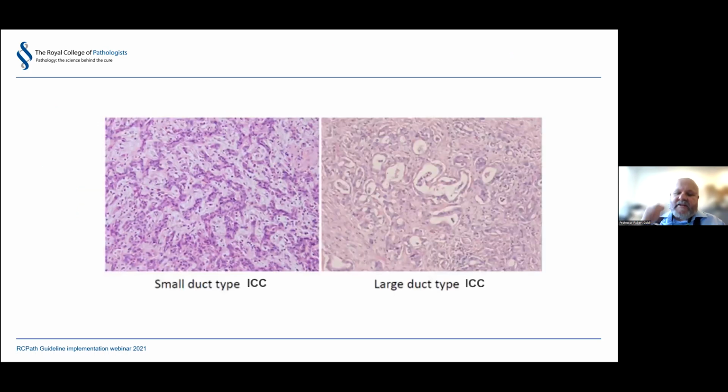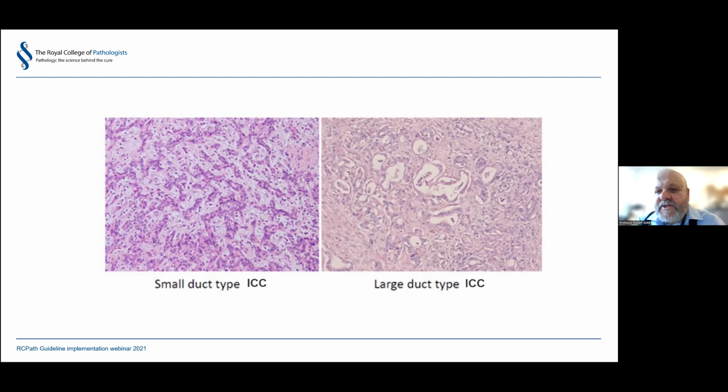I'll just say a little bit about types of intrahepatic cholangiocarcinoma. This is now quite well recognized, but again, not always used: that there are two types, the small duct and the large duct. The names are pretty self-explanatory. The large ducts have columnar epithelium and prominent mucus production, and the small ducts have more anastomosing cords of cells.